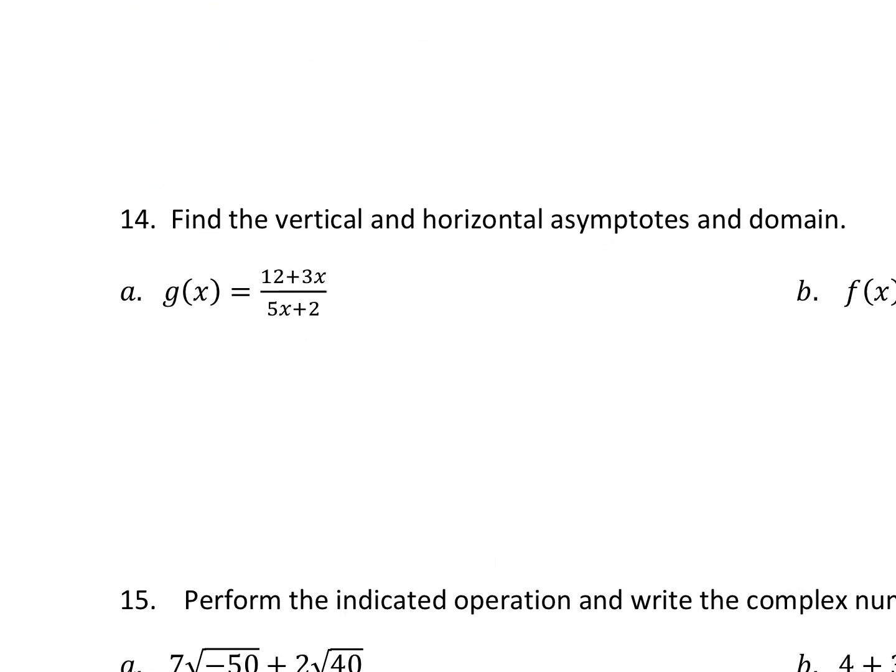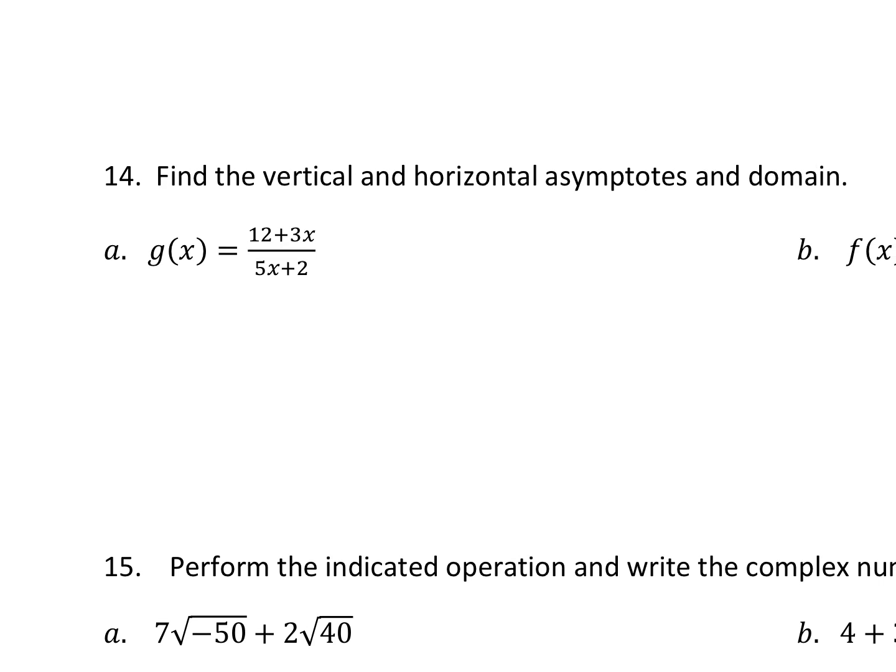For 14, find the vertical and horizontal asymptotes. To find the vertical, you set the denominator equal to 0. To find the horizontal asymptotes, we look at the degrees. So for A, our vertical asymptote, set it equal to 0. X would be -2 over 5.